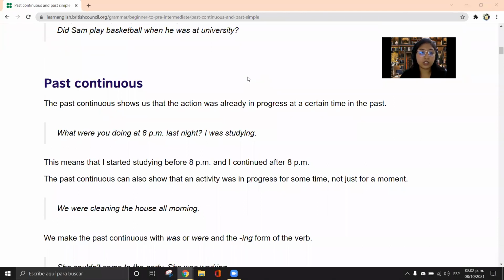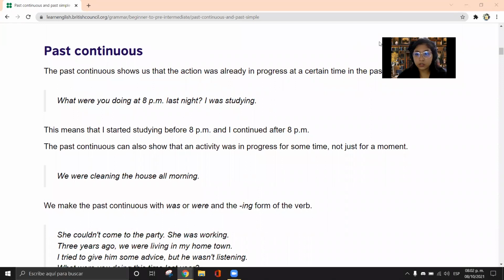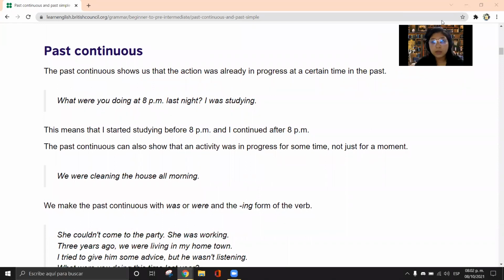Then we have the past continuous. With the past continuous, the use is very similar, but it also has some specific functions that we need to pay attention to. The past continuous shows us that the action was already in progress at a certain time in the past. So usually we have a timeline, right? The past and the present. And at some point in the past, we started doing the action, right? And if it's an action that you can do for some minutes or some hours, you continue to do it.